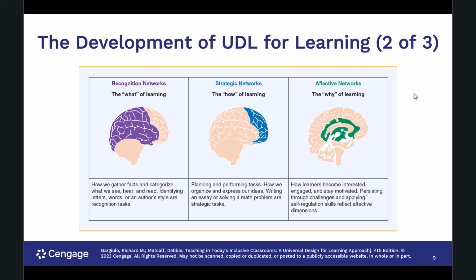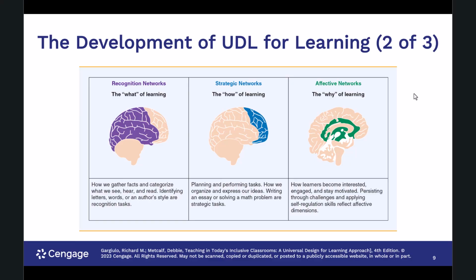It's the how of learning, planning and performing your tasks, how we organize, how we express our ideas, how we write an essay or solve a math problem, because those are strategic tasks, and how we go about doing it. And then our effective learning, that's kind of that inner part of the brain. It's the why of learning, how learners become interested, how we engage them, how we keep them motivated.